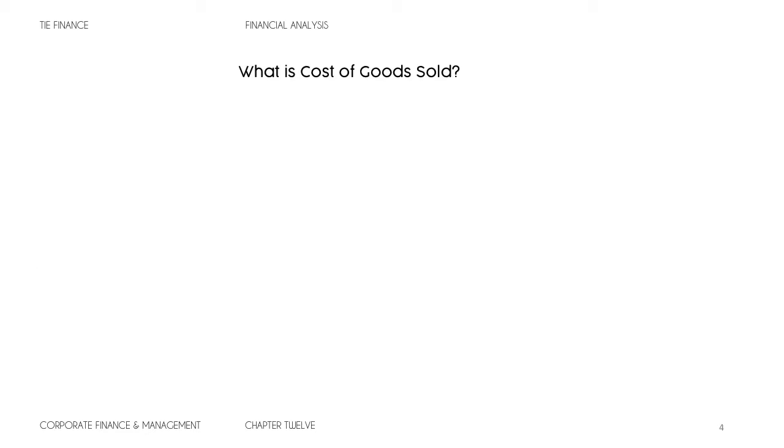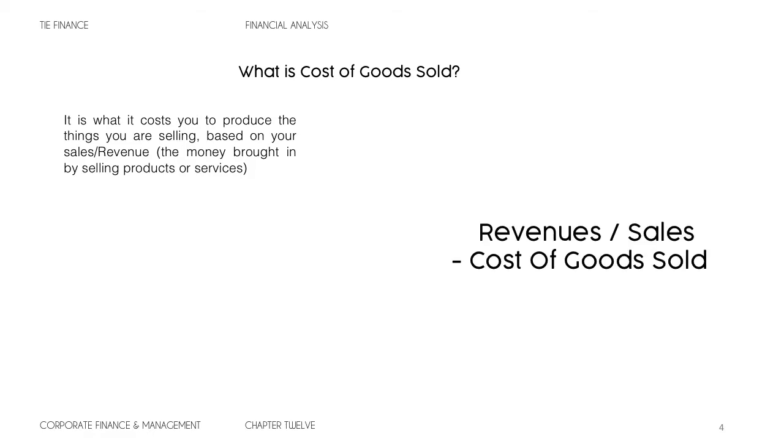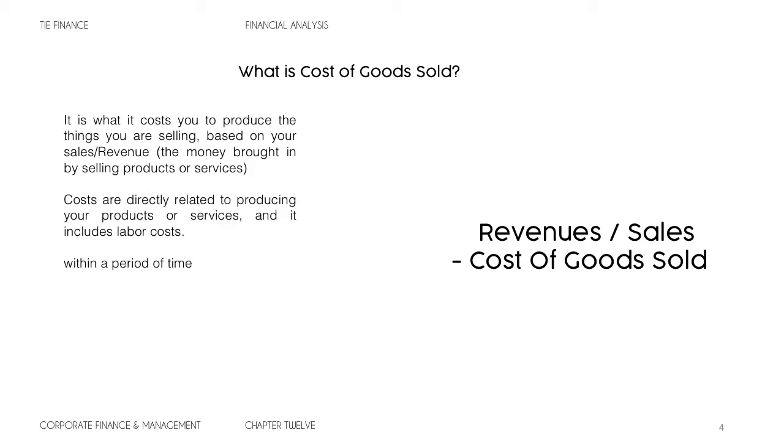Then what is cost of goods sold in reality? I will put it very straightforward. It's what it costs you to produce the things you're selling based on your sales or revenue. And what is revenue? The money brought in by selling products or services. And here is the formula that you can find on the income statement. It's revenues minus cost of goods sold. First, let's stop at cost of goods sold.